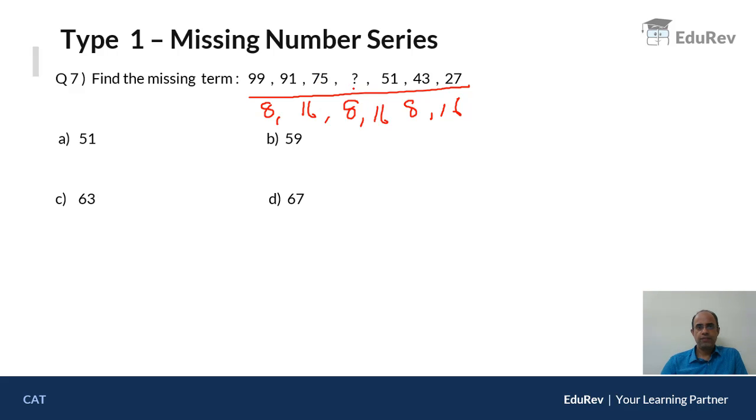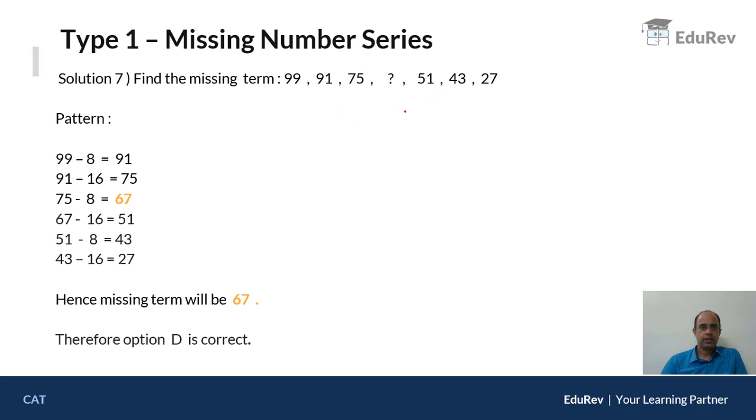What is 75 minus 8? That is 67, and 67 minus 16 gives me 51. That is the series, a difference of 8, 16, 8, 16, 8, 16 pairwise. Fine. 99 minus 8, 91 minus 16, 75 minus 8, 67 minus 16, 51 minus 8, 43 minus 16. Hence, the missing term was 67, which was option D. Hence, option D is the correct answer.